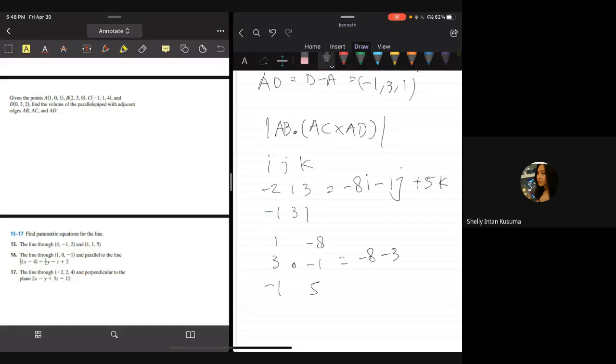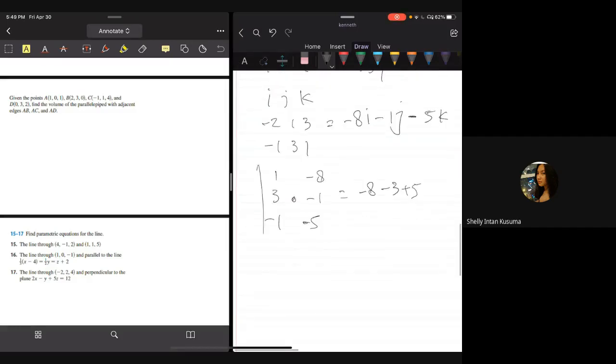Wait, actually, this one is minus 5. Sorry, minus 5, and this one is plus 5. Don't forget the absolute value. Sorry. And we can get minus 6 absolute. So the volume for this parallelepiped is just 6 cubic units. Yeah, 6. That's correct.